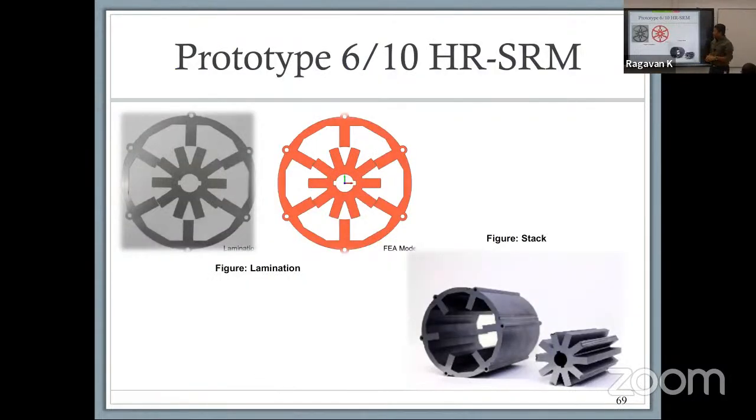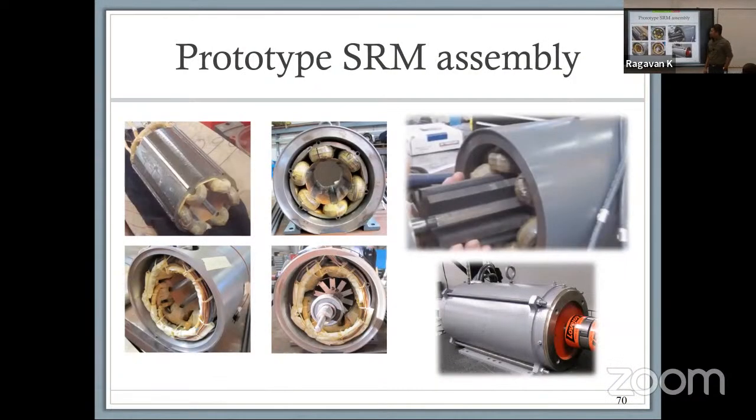This was the motor we designed in our lab. This is the FEA model, the lamination for the motor design. This was the final motor that we designed. It had 610 configuration. This is the prototype assembly, just to kind of give you an idea of what this was. This was actually a motor in which we used an existing housing from before.